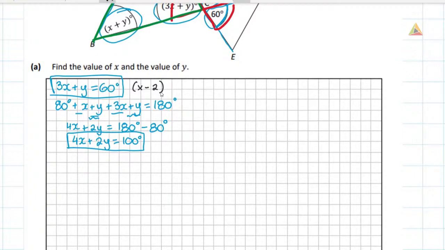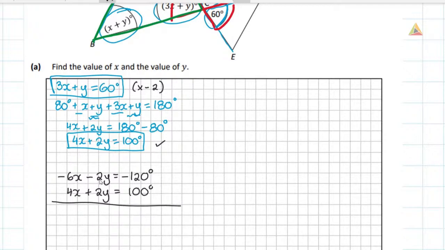And when I multiply that one by minus 2, I get minus 6x minus 2y is equal to minus 120 degrees. And I'm going to leave this equation alone, and I get 4x plus 2y is equal to 100 degrees. So at this point here, I can see that I have the number 2 in front of my same unknown, but one of them has a plus and one of them has a minus. So I'm ready to add together these two lines.